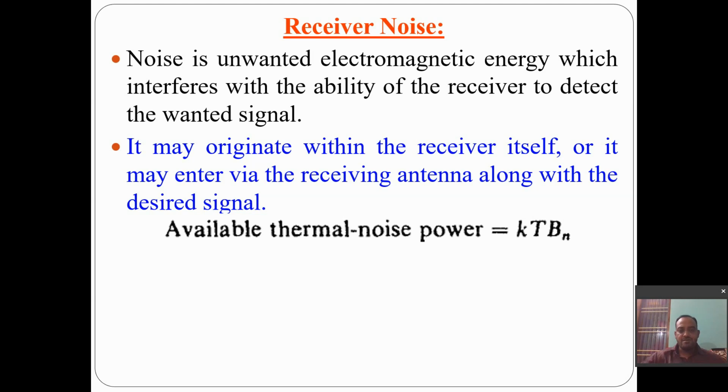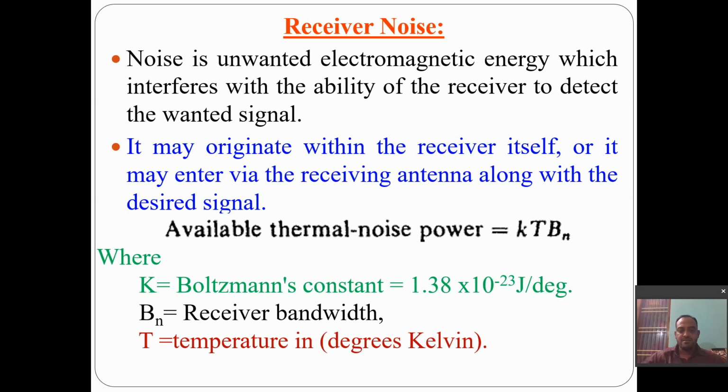The amount of thermal noise that is generated is given by this equation, kTBn, where k is Boltzmann's constant, which is equal to 1.38 × 10^-23 joule per degree. Bn is the receiver bandwidth. T is temperature in degrees Kelvin. This we know.